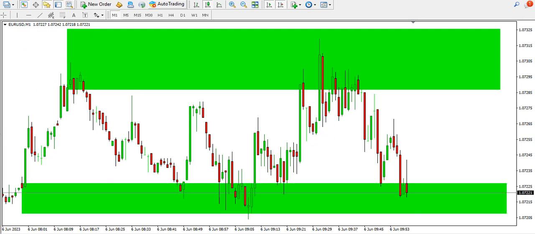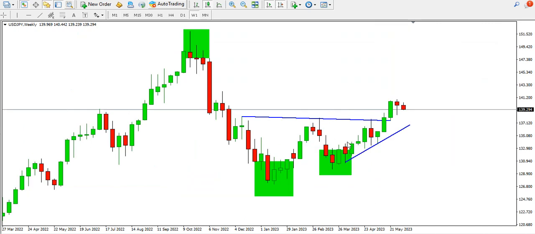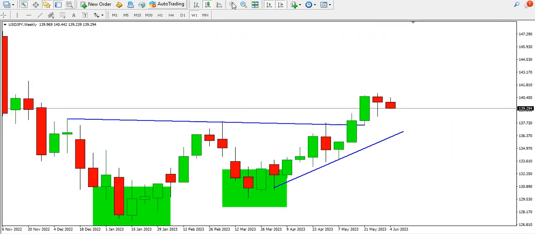So that's that for EURUSD. Looking at USDJPY on the weekly time frame, we can see that we have this evening star pattern formation. It's currently forming, it's not complete yet.